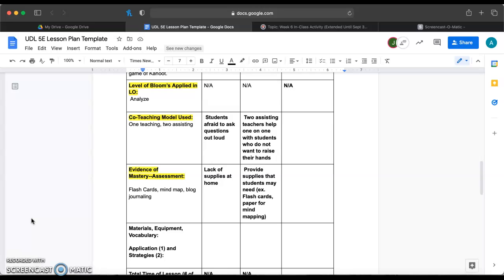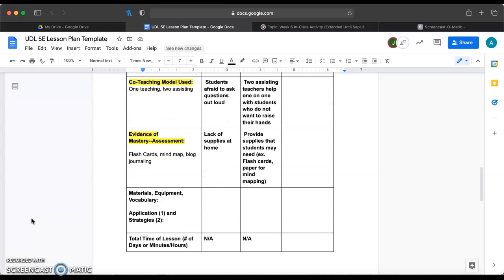For our co-teaching model, we are going to be using the 1 teaching, 2 assisting. And the reason that we chose this is just in case there are students who are afraid to ask questions out loud, or they're not too sure if they have the right question, they're too embarrassed. They can have the other 2 teachers who are assisting walk around and talk one-on-one with those who do not understand the full lesson or who do not want to speak out loud. Our evidence of mastery, we're going to be using our flashcards, mind map, blog journaling.